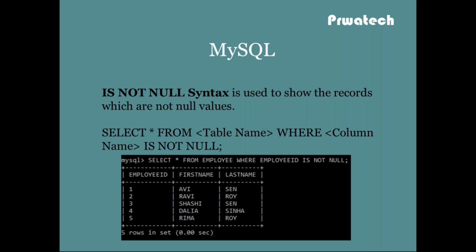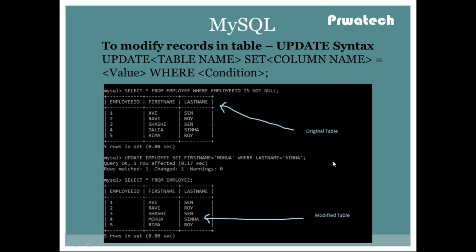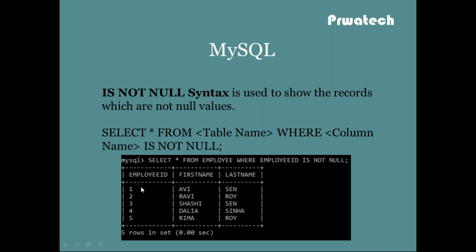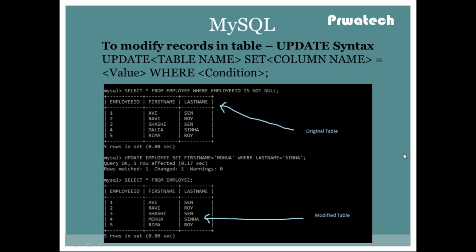Now see, from the screenshot here we have written SELECT * FROM employee WHERE employee ID IS NOT NULL. See here you can see IS NOT NULL. Now as none of the employee IDs are null in nature, all the records have some value in them, so it is showing the entire table.